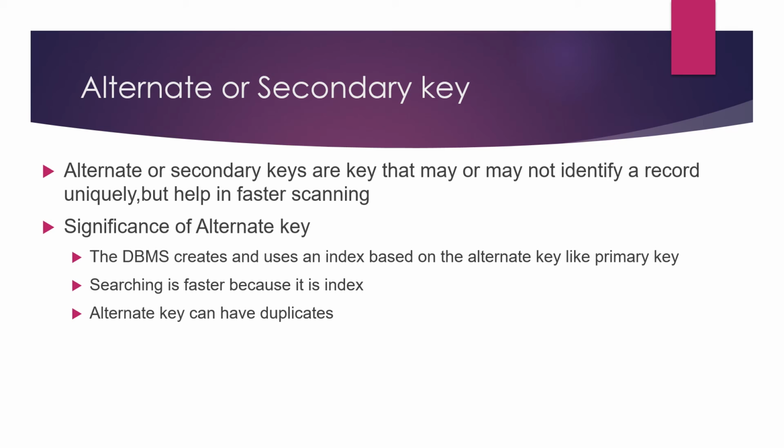Alternate or secondary key. Alternate or secondary keys are keys that may or may not identify a record uniquely but help in faster scanning. Significance of alternate keys: the DBMS creates and uses an index based on the alternate key like the primary key, and searching is faster because it is indexed, and an alternate key can have duplicates.